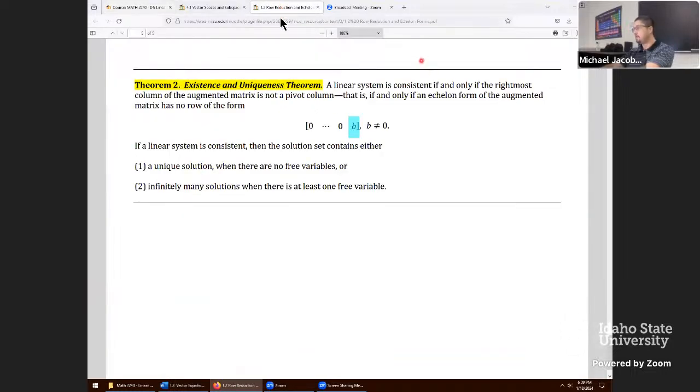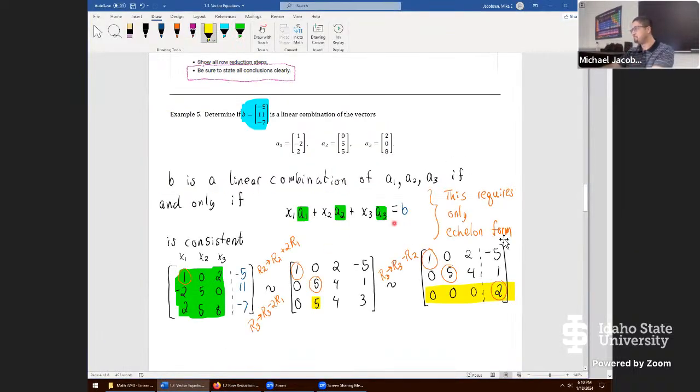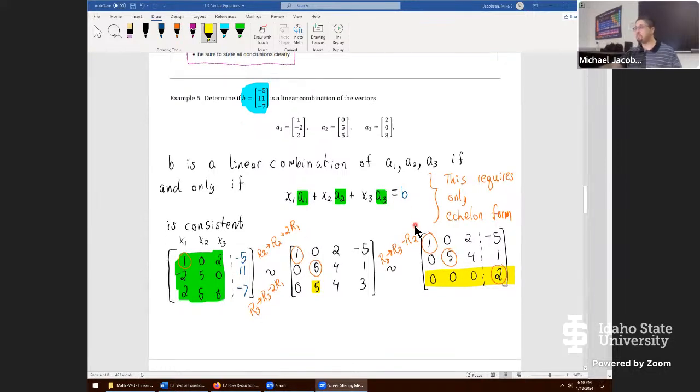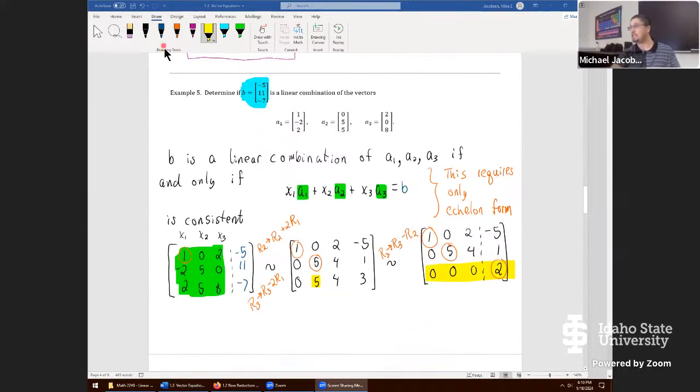Or you could be thinking of this theorem. This one's a powerhouse. Even though the statement it makes is not large, it's always a good one to be aware of. It says the system is consistent if and only if the rightmost column of the augmented matrix is not a pivot column. Coming back here, that is a pivot column, so the system is inconsistent.